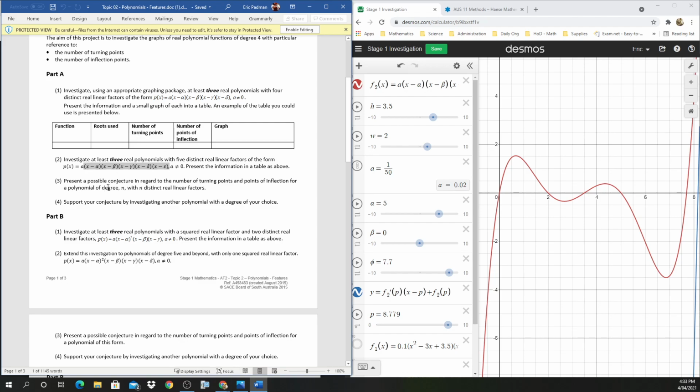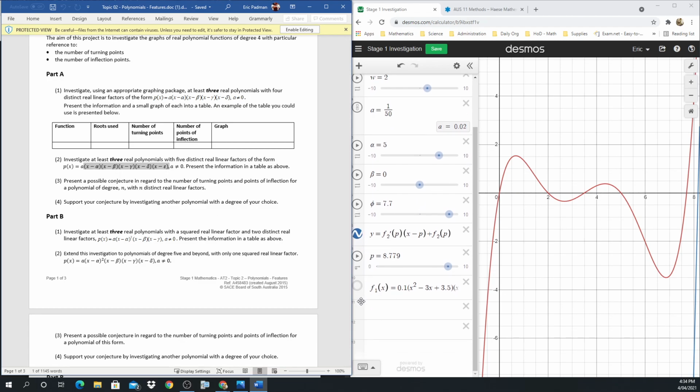Is there a relationship between the degree of the polynomial, the number of turning points, and the number of inflection points if they are made up of a degree number of linear factors? Okay, so that's what you do for part A. I'll let you explore that for yourself.